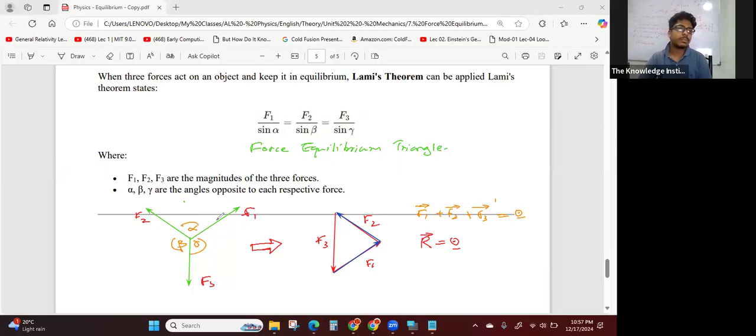This is actually what you will also study in combined maths as the sine law. In combined maths you have trigonometry, the cos law and the sine law. This is actually the sine law because we know the magnitudes are directly proportional to the lengths. So here F1 over sine alpha equals F2 over sine beta equals F3 over sine gamma. Here F1, F2, F3 are the magnitudes of the three forces. Alpha, beta, gamma are the angles opposite to each respective force.